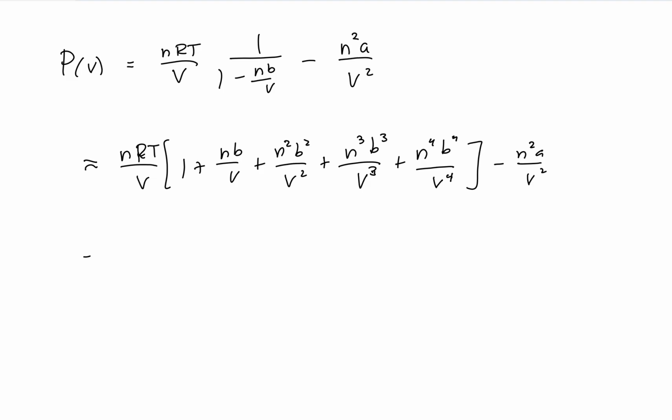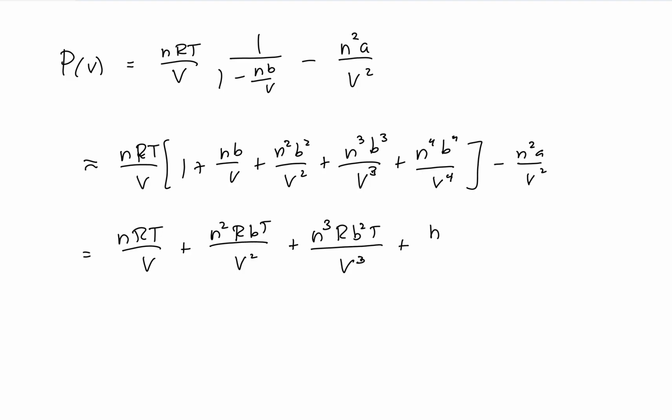And so if I simplify this multiplying through, now I have nRT over V plus n squared R b T over V squared plus n cubed R b squared T over V cubed plus n to the 4th b cubed RT over V to the 4th plus n to the 5th b to the 4th RT over V to the 5th minus n squared a over V squared.